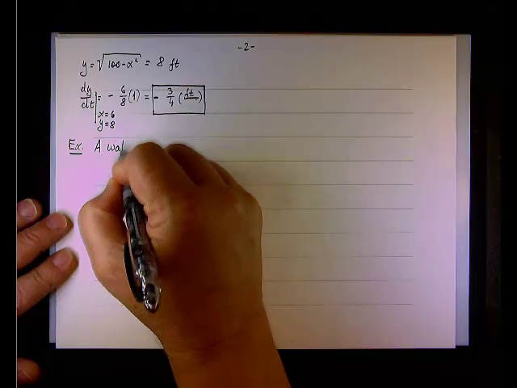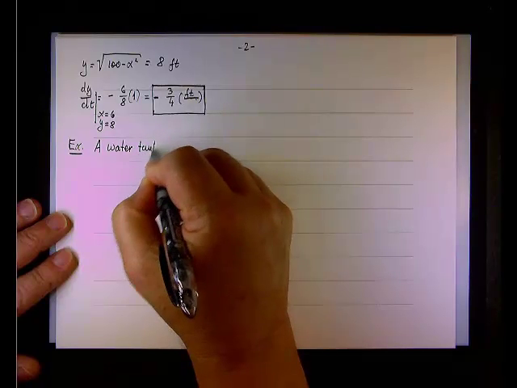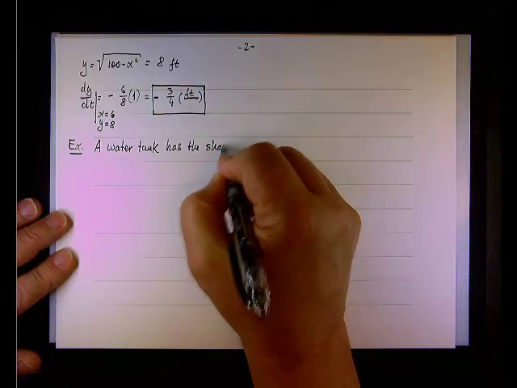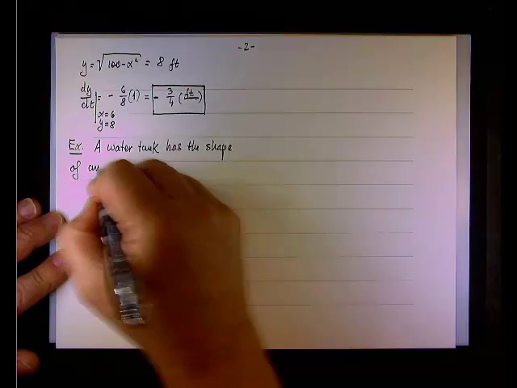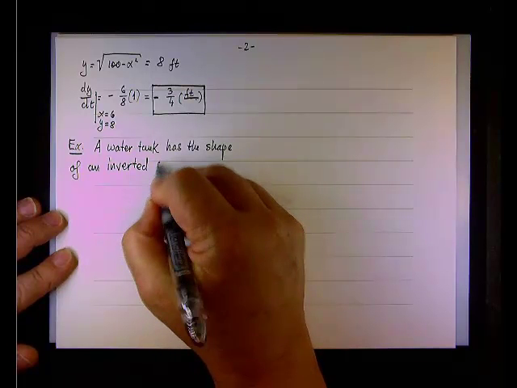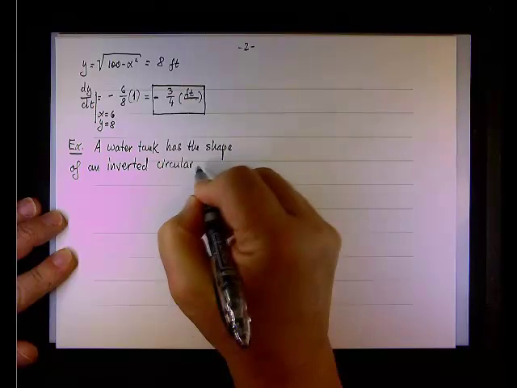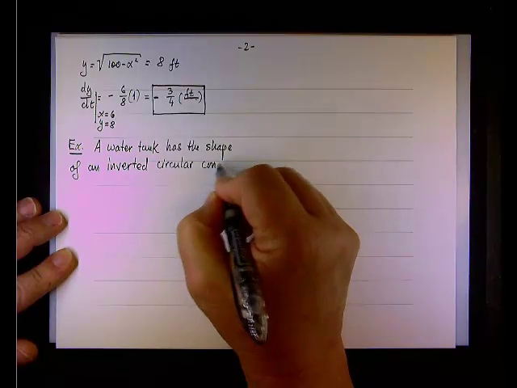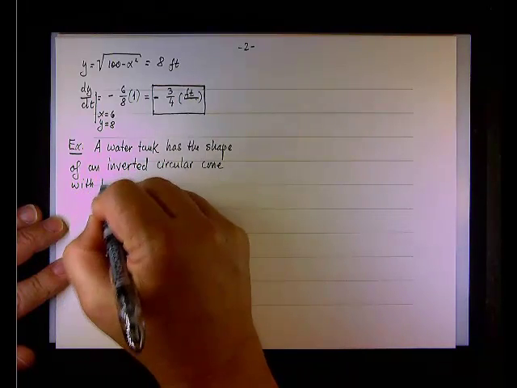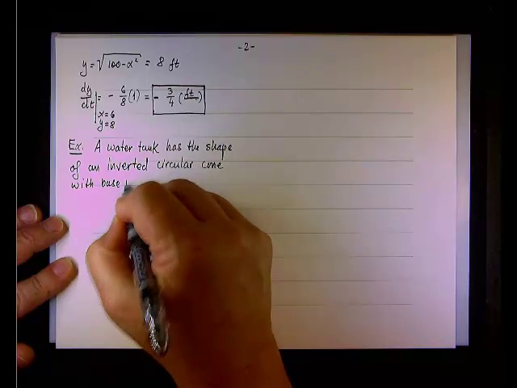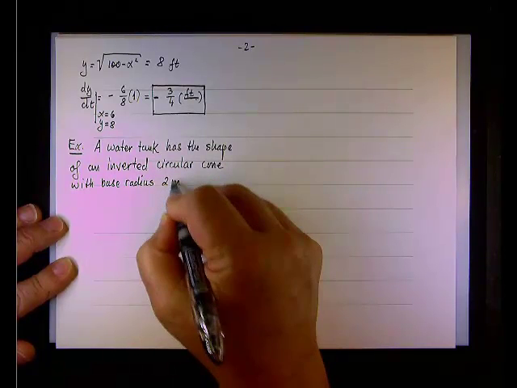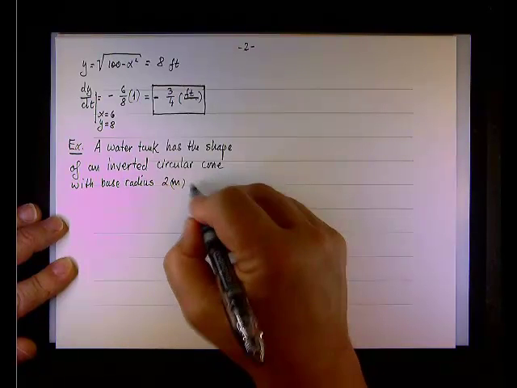So the water tank has the shape of an inverted circular cone with base radius 2 meter and height 4 meter.